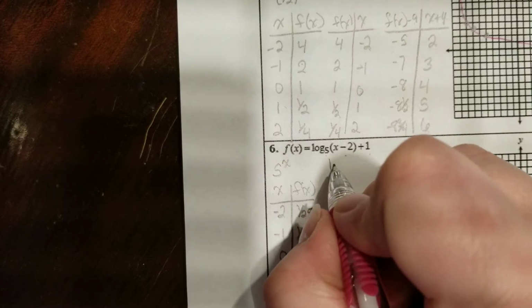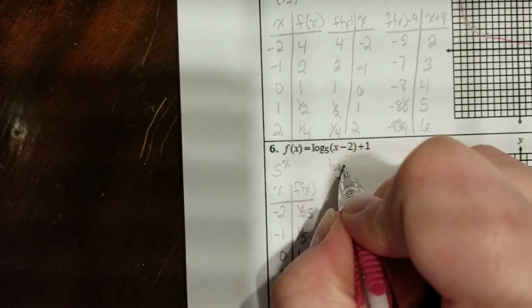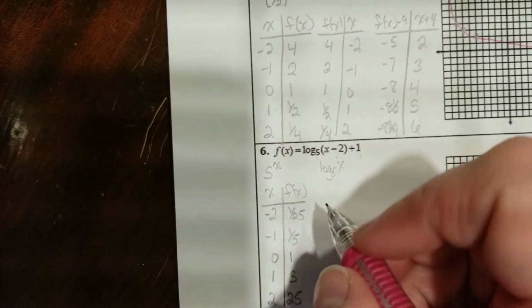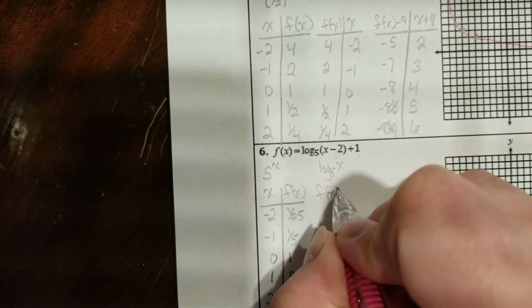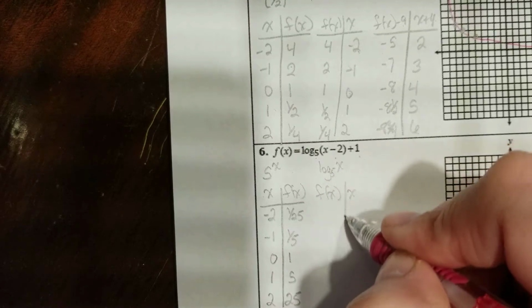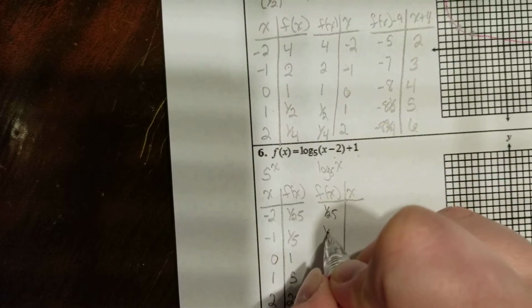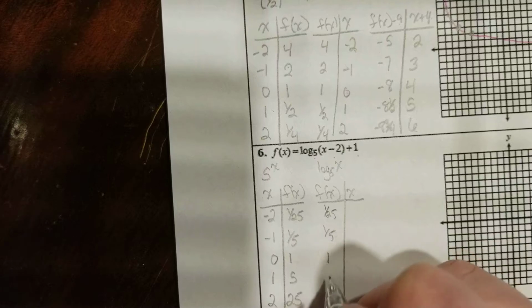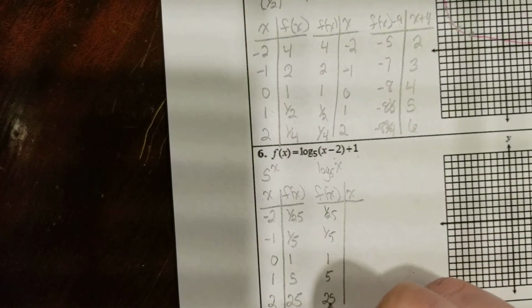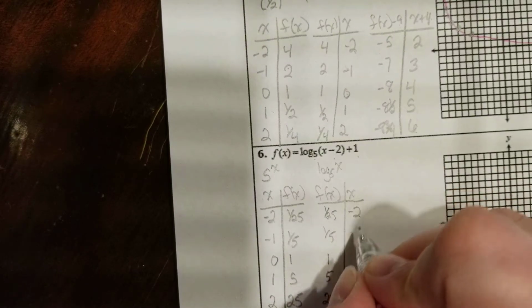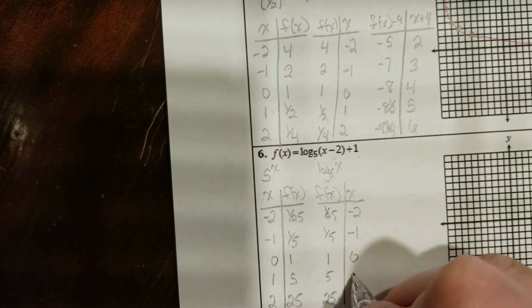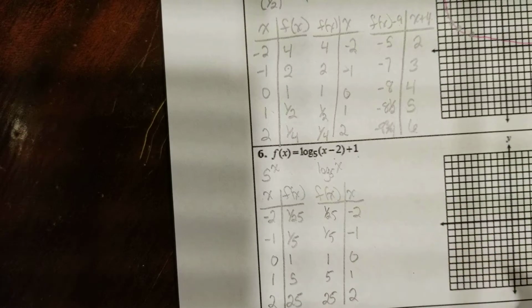All right, now do the inverse to get log base 5 of x. So just flip everything around. Okay, so we have 1/25, 1/5, 1, 5, and 25. Then -2, -1, 0, 1, and 2.